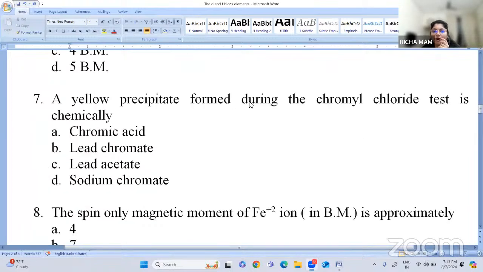Yellow precipitate formed during the chromyl chloride test is chemically: A. Chromic acid, B. Lead chromate, C. Lead acetate, and D. Sodium chromate. Yes, I have explained this to you. You can just answer it.